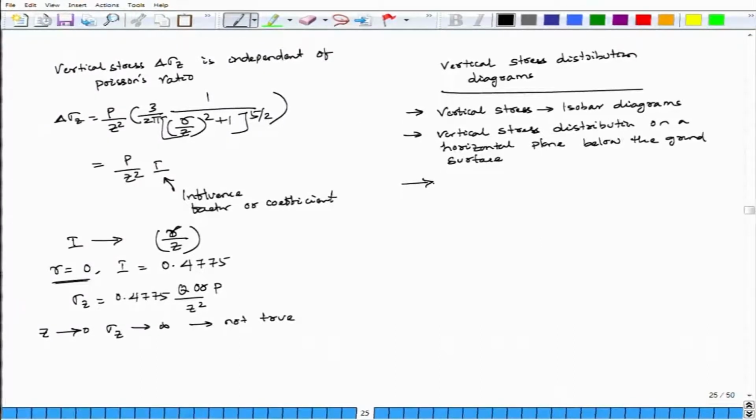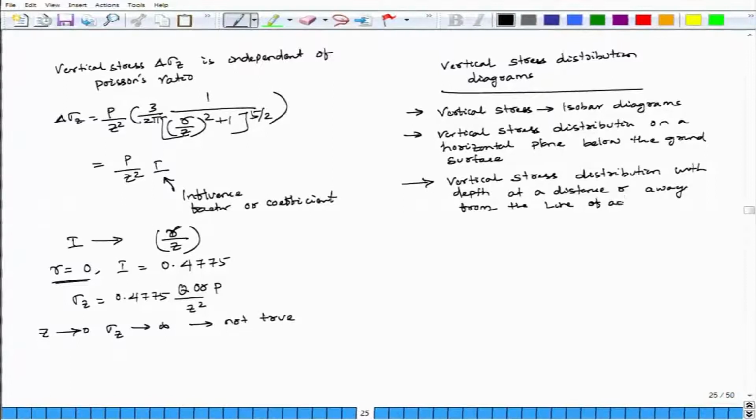Third one is your vertical stress distribution with depth at a distance r away from the line of action.